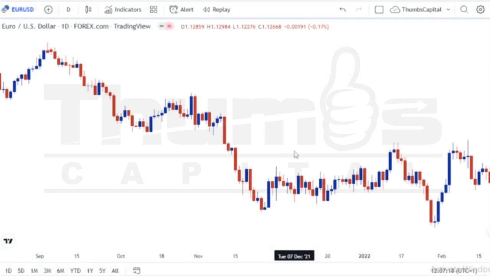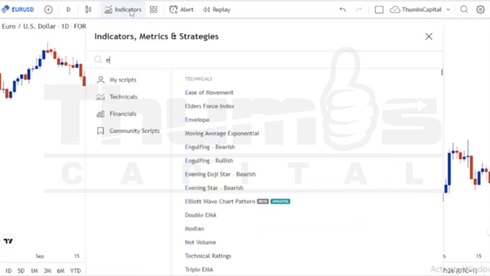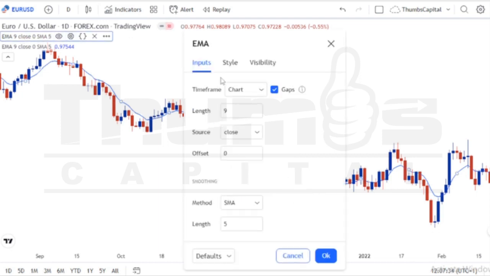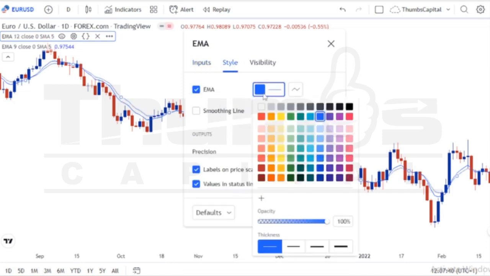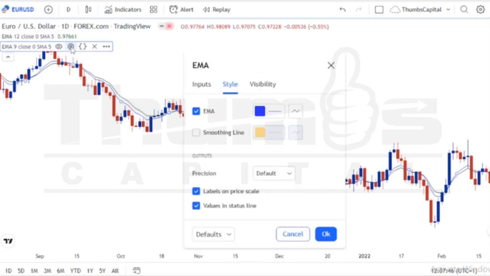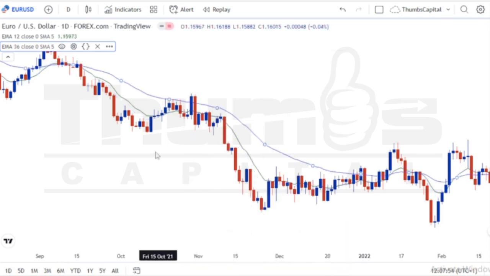Here we have the Euro USD daily chart. Let's go ahead and add the indicators. That's the exponential moving averages. EMA, we are adding 2 for 1, 2. Now let's adjust the settings. The first one is going to be 12. And let's make that green. The second one will be 36. So we have EMA 12 and EMA 36.